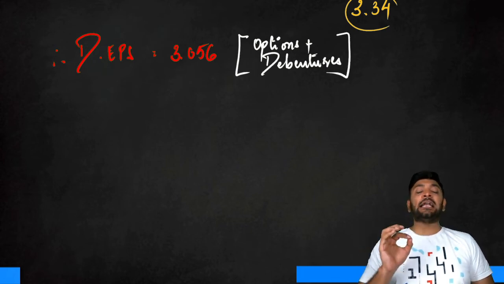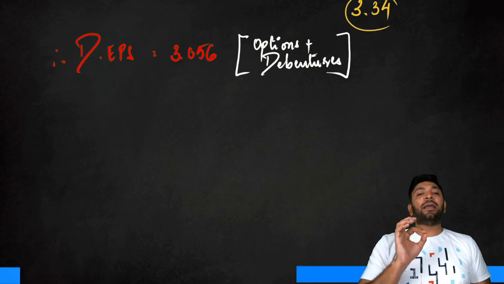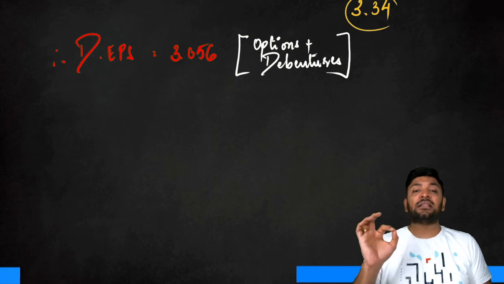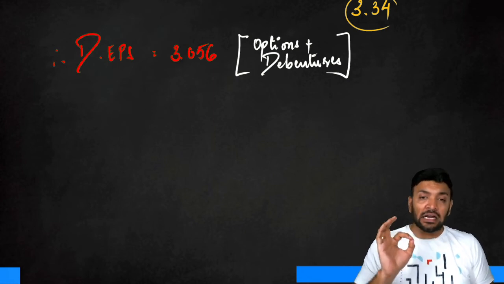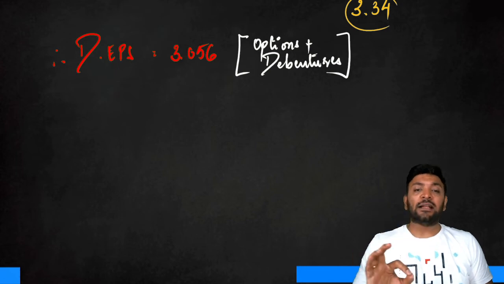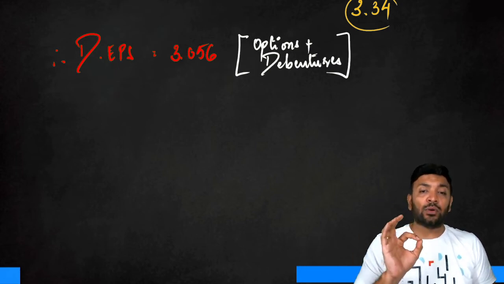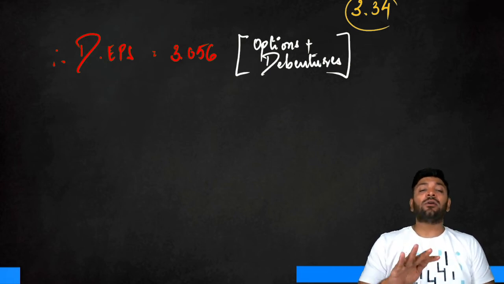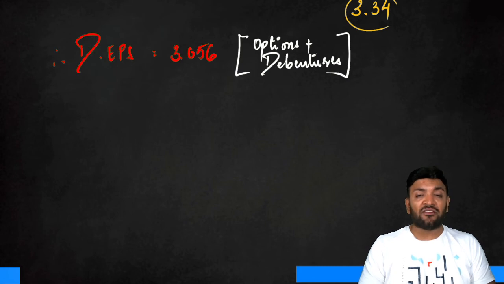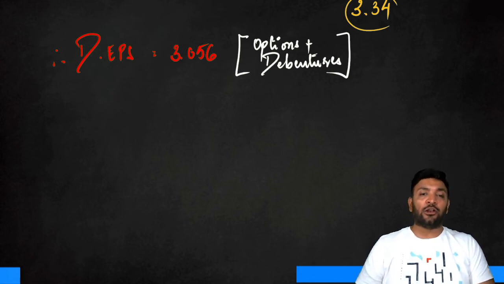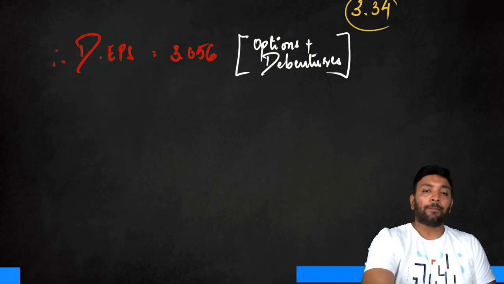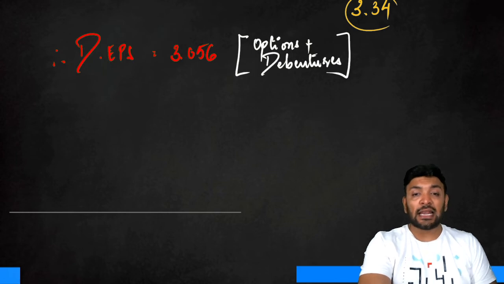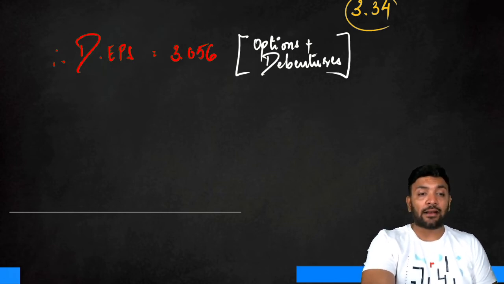So therefore, an enterprise reports something like this. The basic EPS is 5, while the diluted EPS of the enterprise is 3.056. It occurs when both options and debentures are converted into equity shares. Therefore, this is diluted EPS to be reported. One of the most comprehensive methods which I have given you to understand the significance of diluted EPS. Guys, the understanding primarily is the most important aspect there.